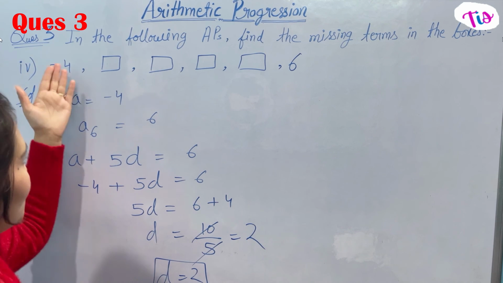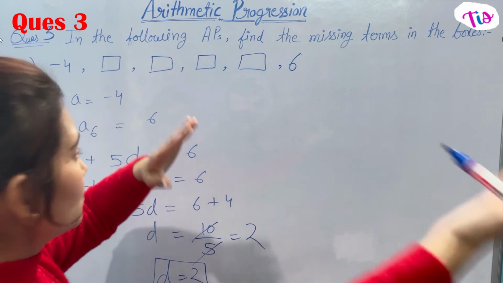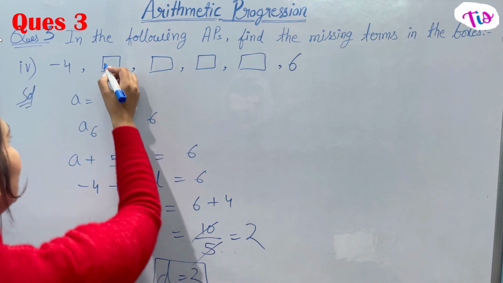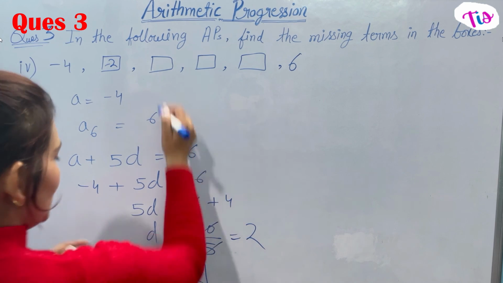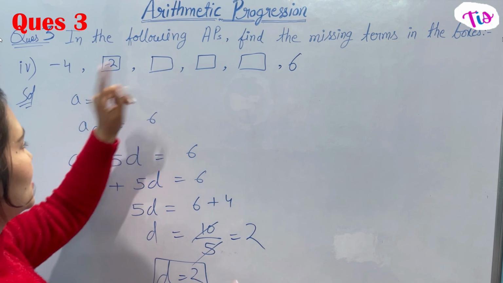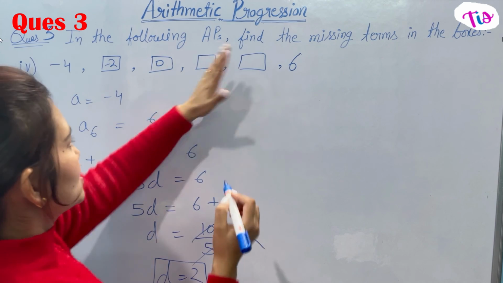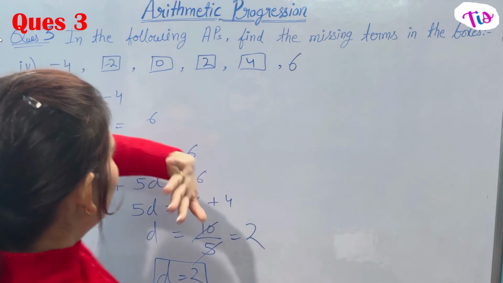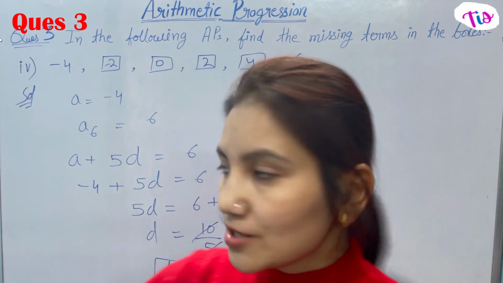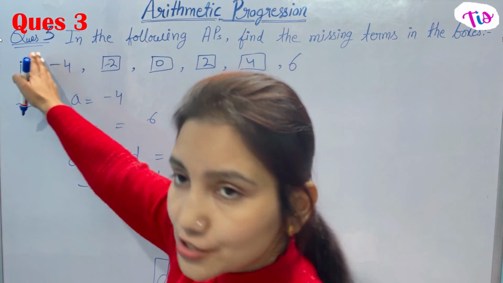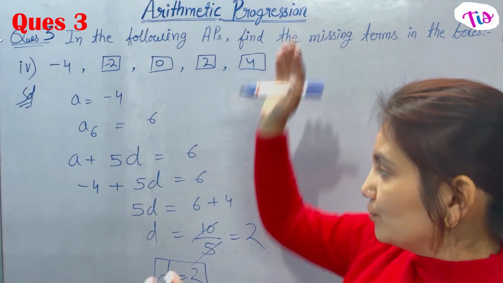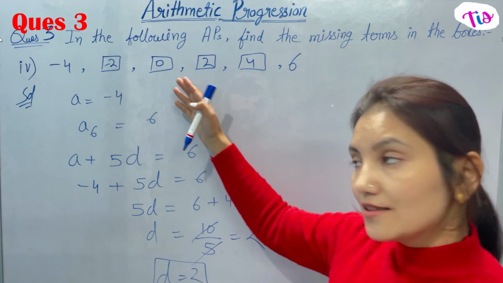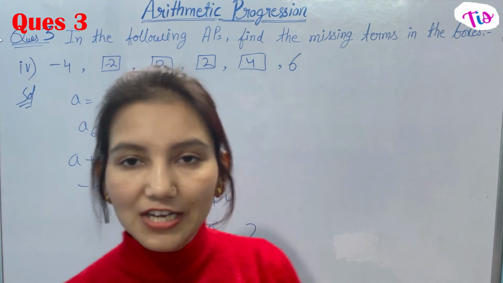You have the first term, and the common difference is 2. You can just find the successive terms. Minus 4 plus 2 is minus 2. Minus 2 plus 2, again the common difference is 2, is 0. 0 plus 2 is 2, 2 plus 2 is 4, and 4 plus 2 is 6. It is as simple as that. You already had the first term and the last term. Put the values, solve for d. Once you get d, finding any other term of this AP becomes really easy.